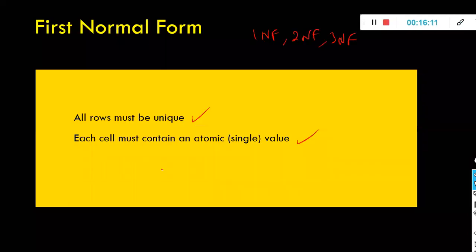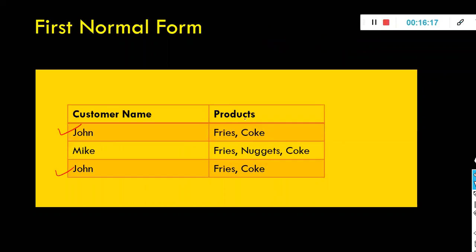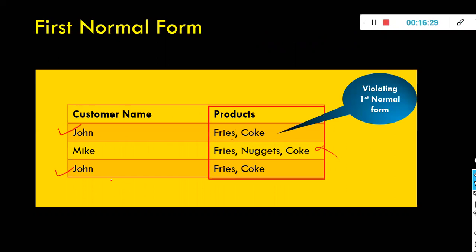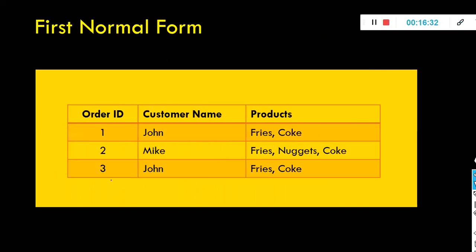What is the first normal form? The second rule says each column or cell must contain a single value. But here, in the single column itself, multiple values are stored. This is not the right way of doing it. Another thing is we have some duplicates. This is violating first normal form, so to address this issue, I'm going to introduce a new column called order ID.